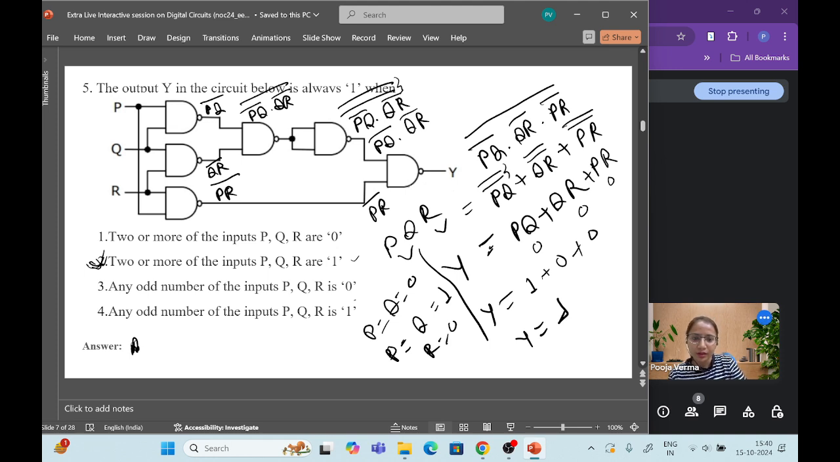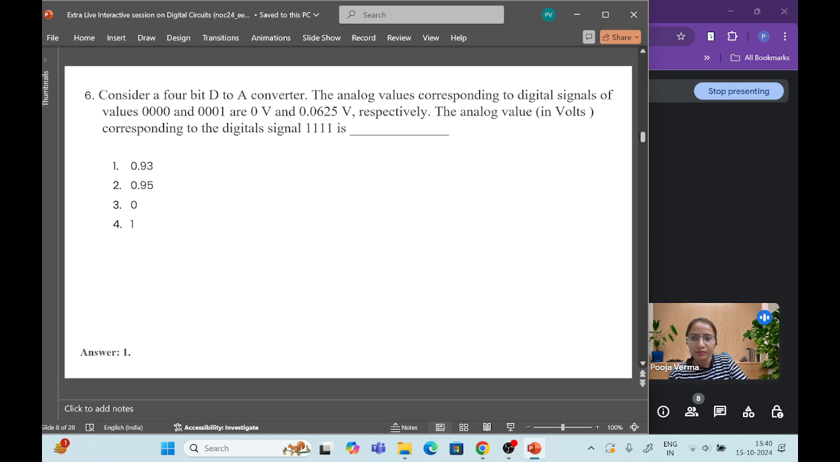Okay, so moving to the next question. Now the next question is: consider a 4-bit digital to analog converter. The analog values corresponding to digital signals of value 0000 and 0001 are 0 volt and 0.0625 volt respectively. For this one, what will be the analog value corresponding to the digital signal 1111?